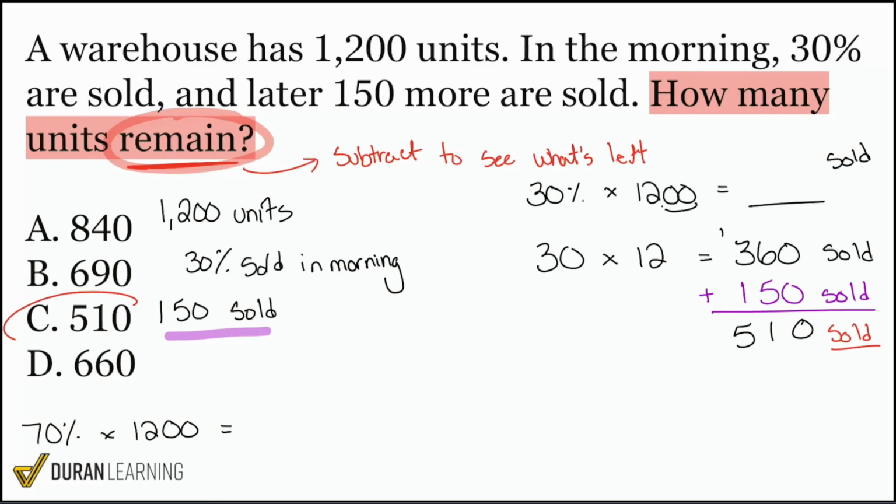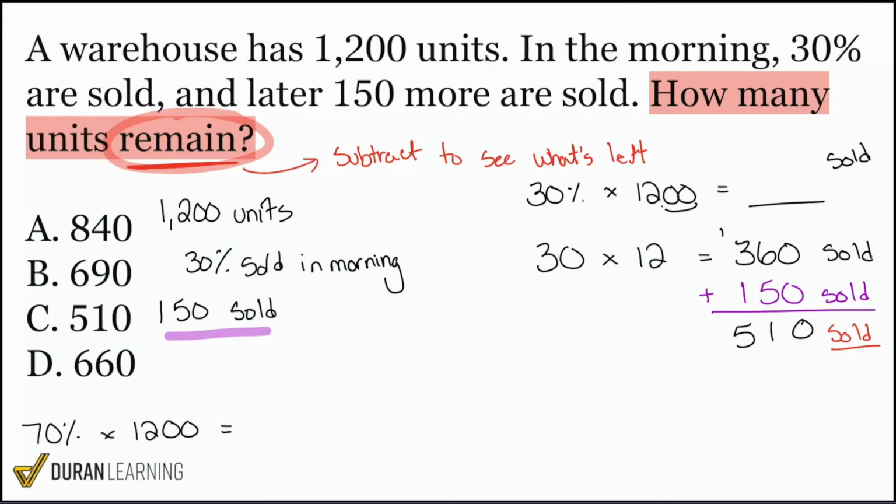I noticed that C is 510, but, and this is huge, that's not what we're looking for. We're not looking for the number that were sold, everybody. One more time, what is it that we're looking for again? We're looking for the amount that remains. So this is why it's more important to understand the context, the story, than it is about remembering and memorizing the numbers. It's way more important to understand that.